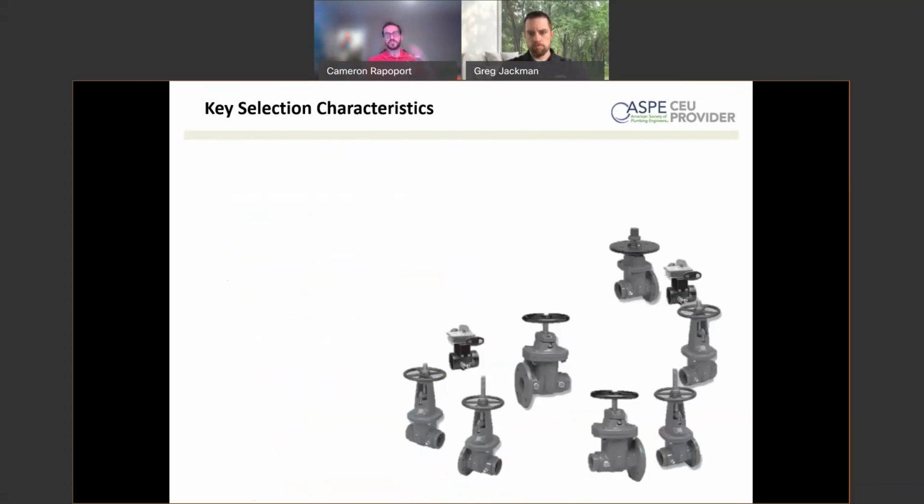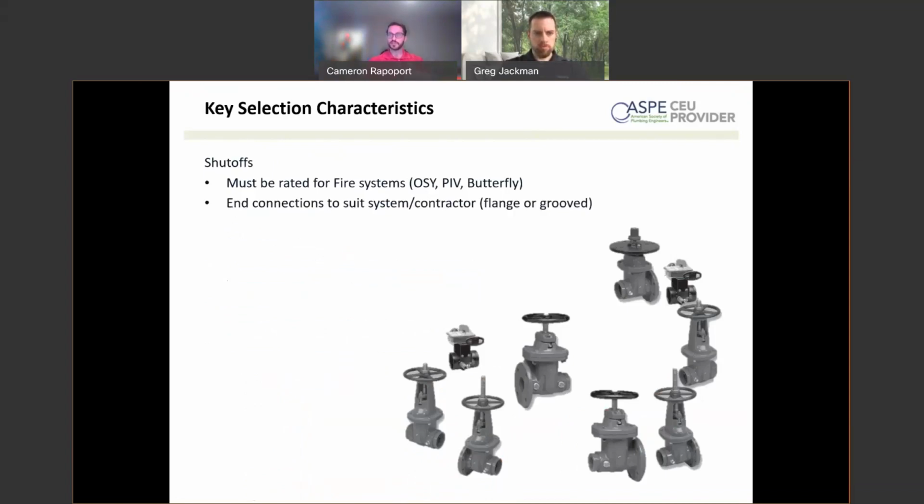Other big one, shutoffs. They have to be rated for fire systems. So typically OS&Y, post indicator valves, or butterflies. You have a lot of different end connections that can suit the system or the contractor. It's flanged or it's grooved, or it's flanged by groove or grooved by flange. You do want to check for approval. Backflow preventers are approved with specific valves. So you can't just order the backflow preventer valve body and select your own shutoffs. They're approved together as an assembly.